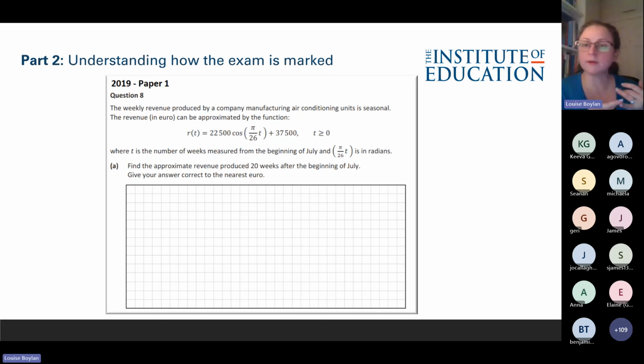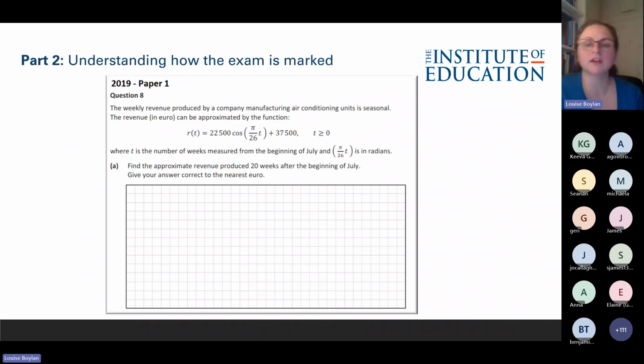It doesn't look pretty, but that's okay. It's not a beauty contest, right? It's a maths test. So just look at what it is. So this question says, find the approximate revenue. So we're looking for R. So I would immediately write down there, R equals question mark, produced 20 weeks after the beginning. So T equals 20. And that's it, right? So you're going to put in 20 for T, go to your calculator, get the right answer.